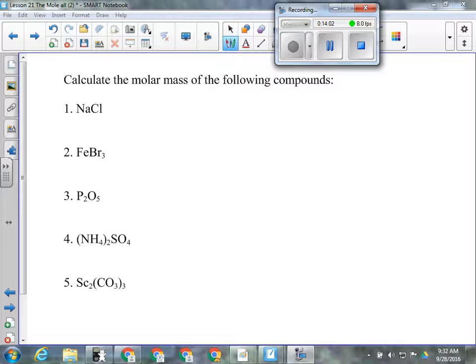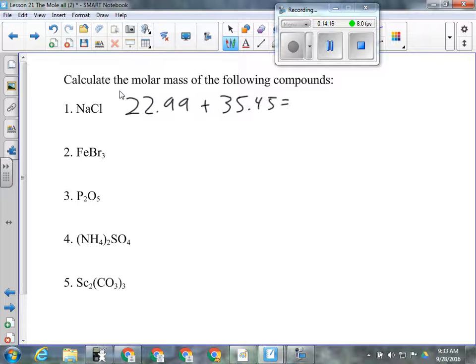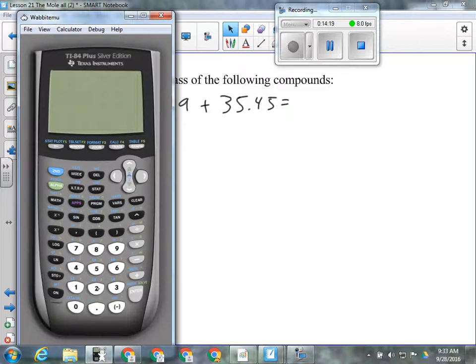All right, let's have a look at the first couple here. For our first one, we got sodium chloride, and sodium is 22.99, is that right? How many sodiums are there? Just 1. And we're adding that to chlorine, which is 35.45.